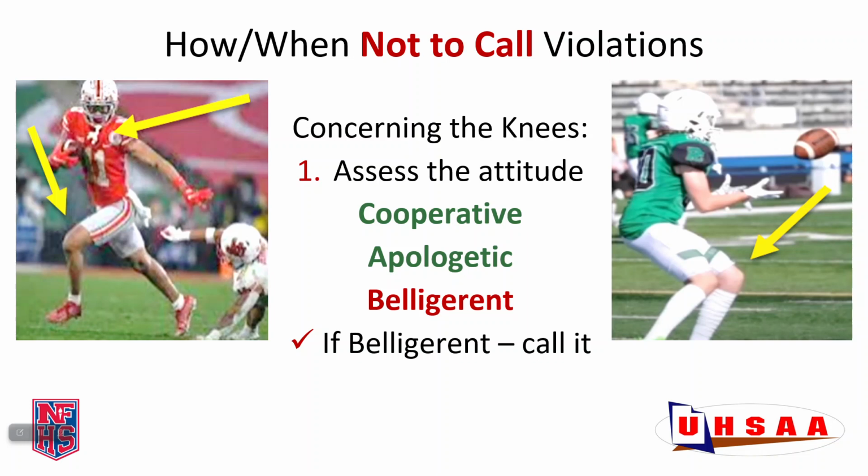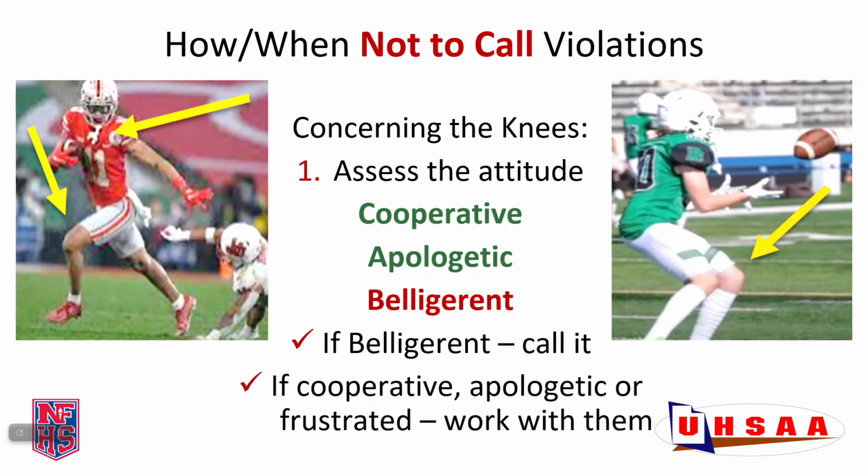So if it's belligerent, when you assess the attitude, pointing out these violations, then just call it and penalize it, and we'll talk about what you do with it. If it's cooperative, apologetic, or they're frustrated with trying to get things to work because they're under an awful lot of pressure as well, then work with them. Don't be quick to penalize. Ask them to do what they can. Have your players pull the pants down rather than hiking them up. Let's see a little bit of effort here.